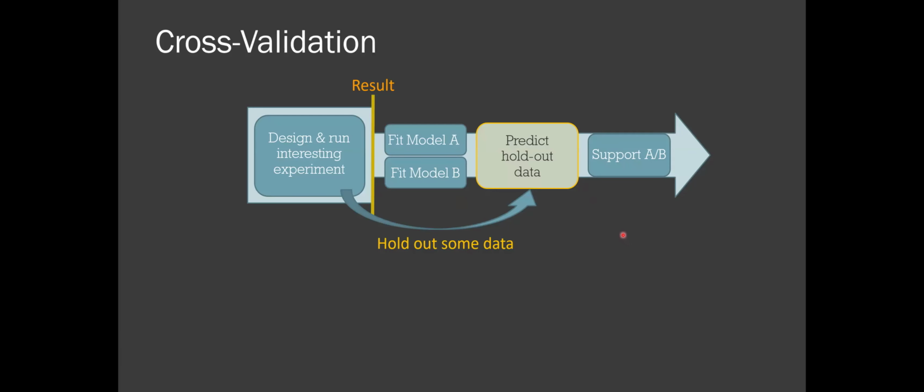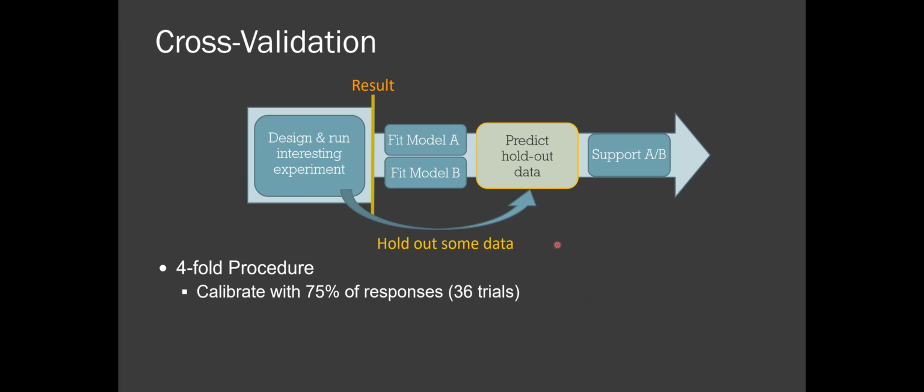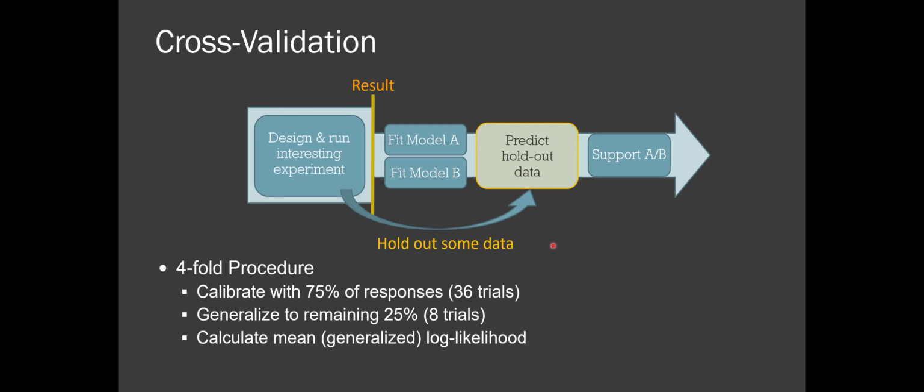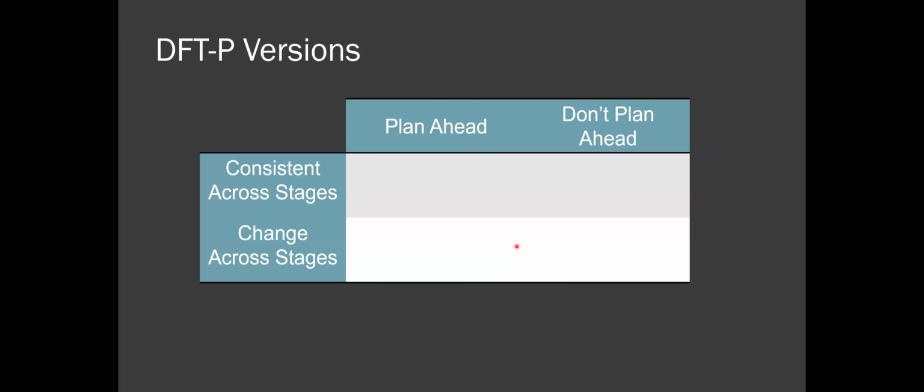Okay, so we use cross-validation to test these models. So we use a fourfold procedure where we calibrate the model on 75% of responses, then we generalize to the remaining 8 trials, and we rotate through the data 4 times, and then we calculate the mean generalized log likelihood for each model and use this as its goodness of fit.